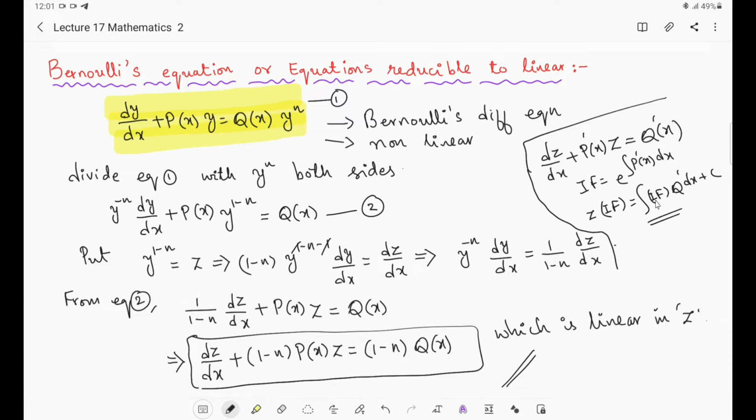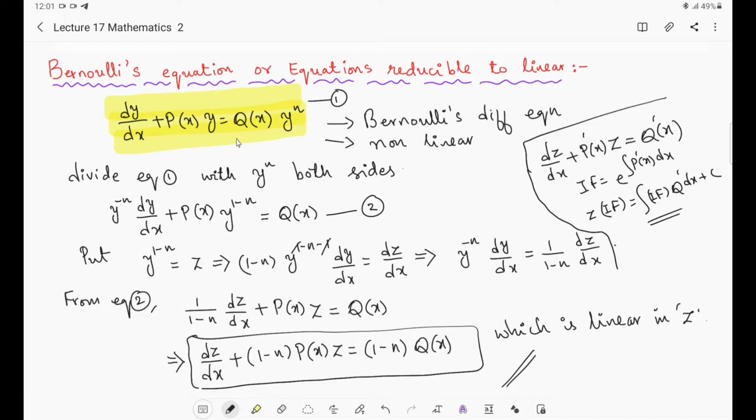Find the integrating factor, then find the general solution. This is the general solution for this equation, but we need the general solution of the original one. So what we have to do is replace this z again with y power 1 minus n. Then we will get the general solution for this differential equation. This is the procedure for Bernoulli's differential equation.